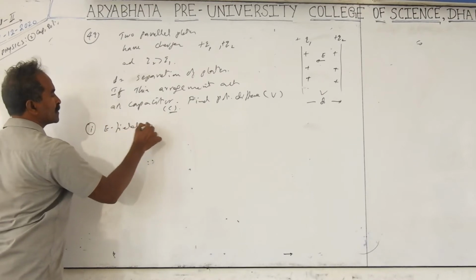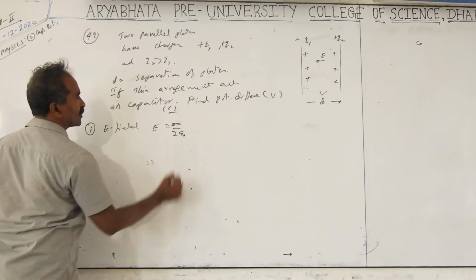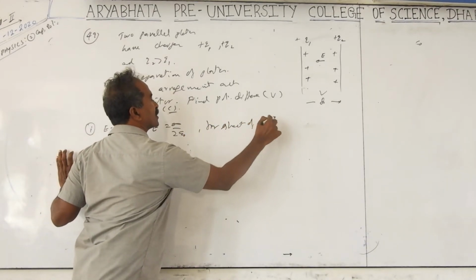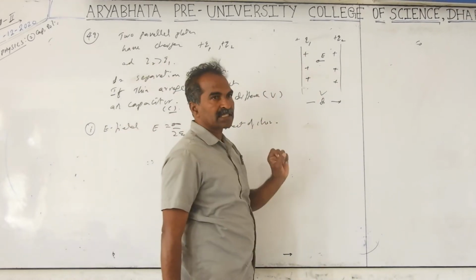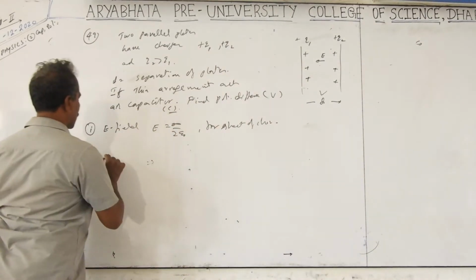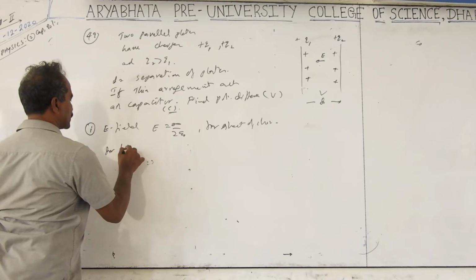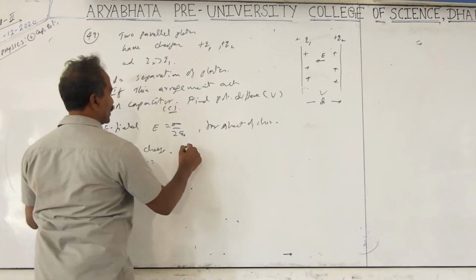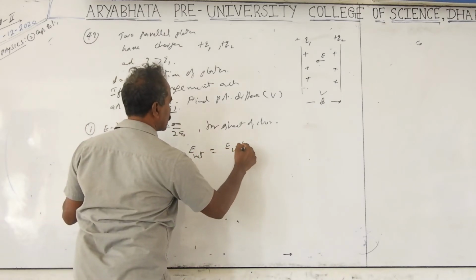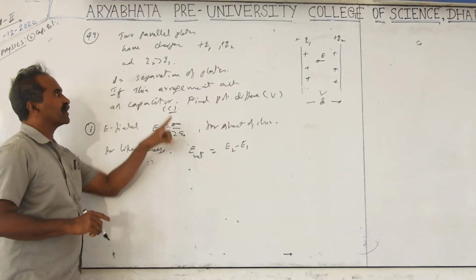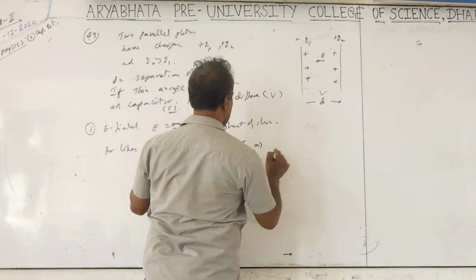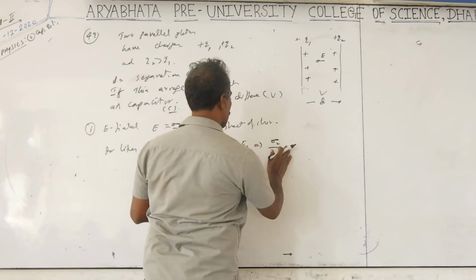The electric field is equal to sigma by 2 epsilon. This is for a sheet of charge. But the electric field is there because the plus and minus both are like charges, so the electric field is on the opposite side. The net field becomes E2 minus E1 for like charges. Why E2 minus E1? Because E2 is greater than E1, because Q2 is greater than Q1, which equals sigma 2 by 2 epsilon naught.